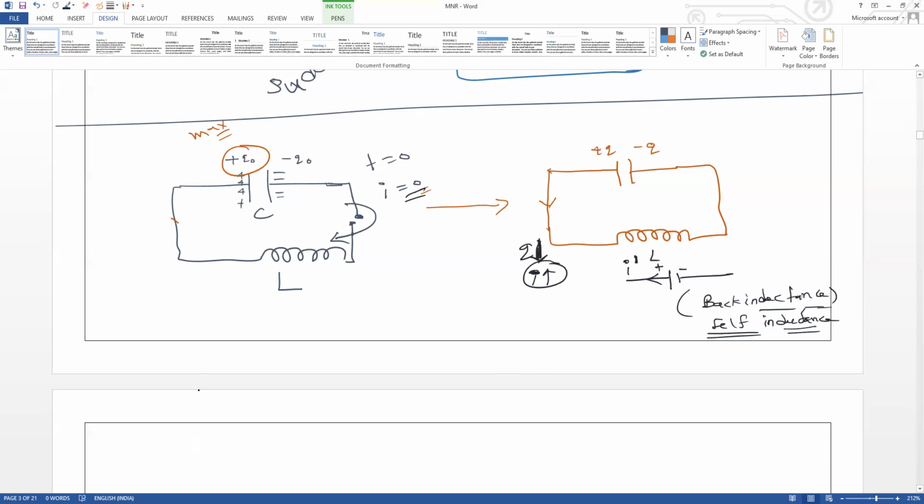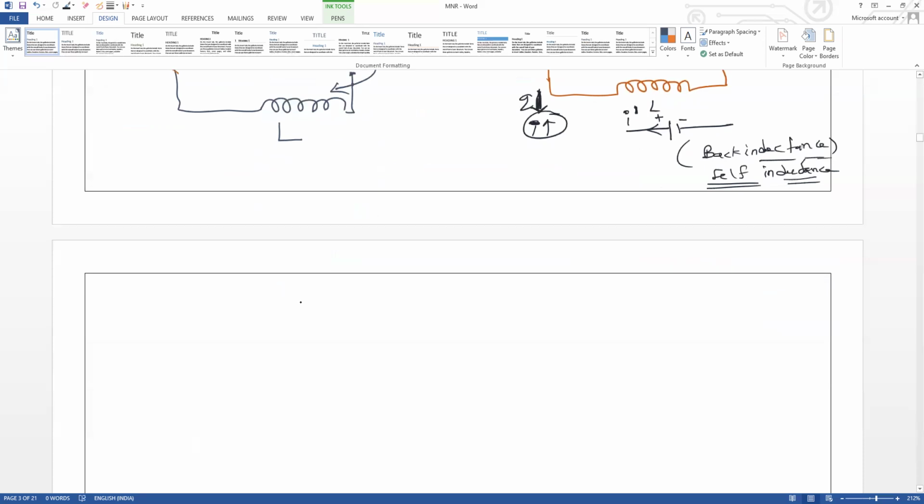Now after a long time, slowly the charge is discharging and the current increases. After a long time, at a particular point, what will the current become? Maximum. So after a long time, current becomes maximum. Once the current becomes maximum, what is the charge on the capacitor? Zero. Do you understand?